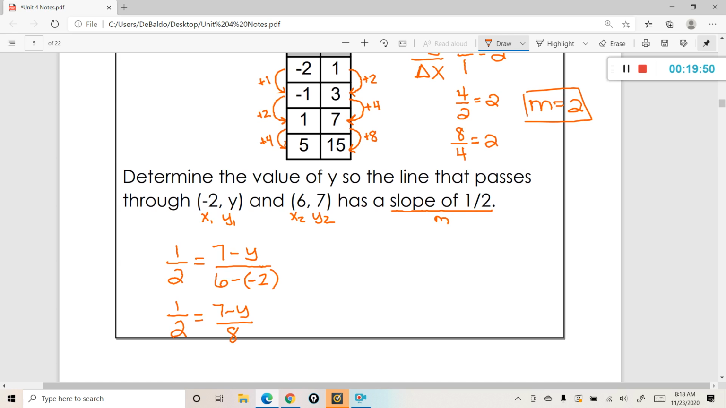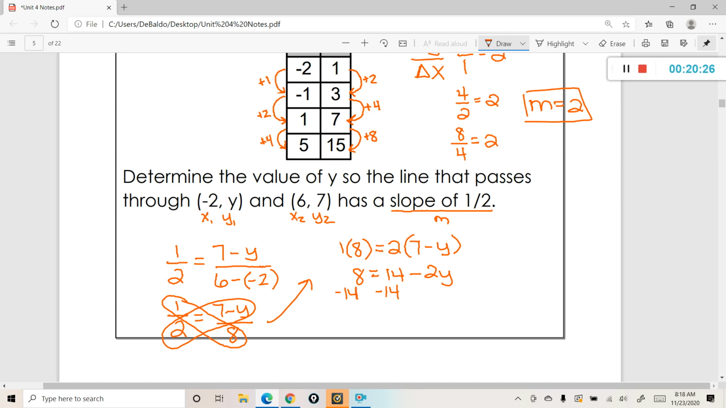Now we can use our understanding of proportions to solve for y. Remember this from Unit 2A? So I'm going to use my cross products here and multiply these. 1 times 8 is equal to 2 times the quantity of 7 minus y. So 8 is equal to 14 minus 2y. You see what we did there? We did the distributive property. And then we just want to simplify this down. I'm going to subtract 14 from both sides. Negative 6 is equal to negative 2y. I'm going to divide both sides by negative 2. And y is equal to 3.